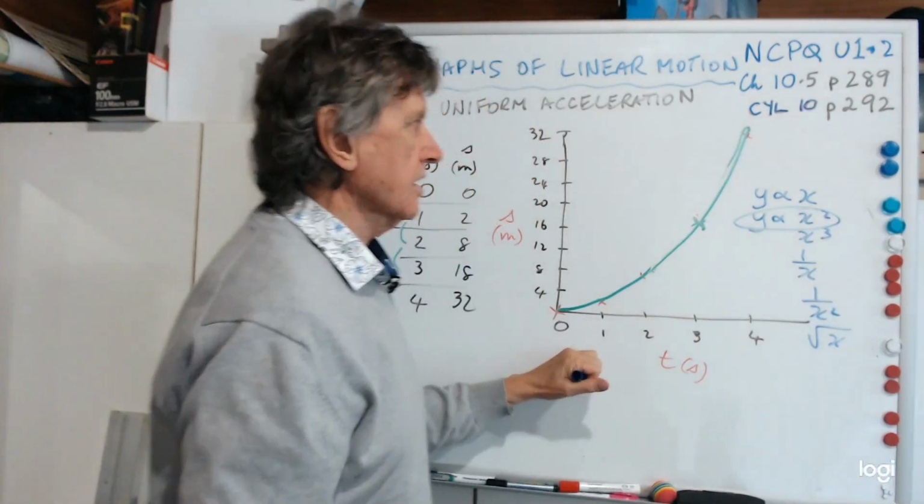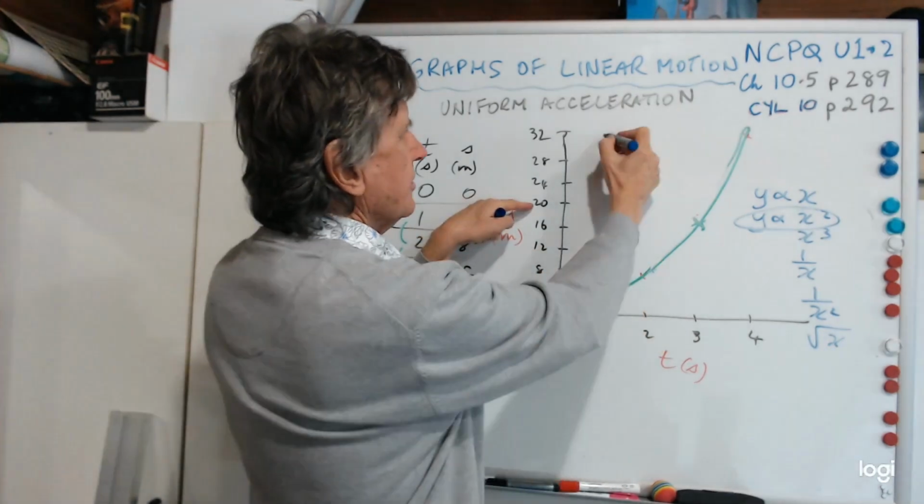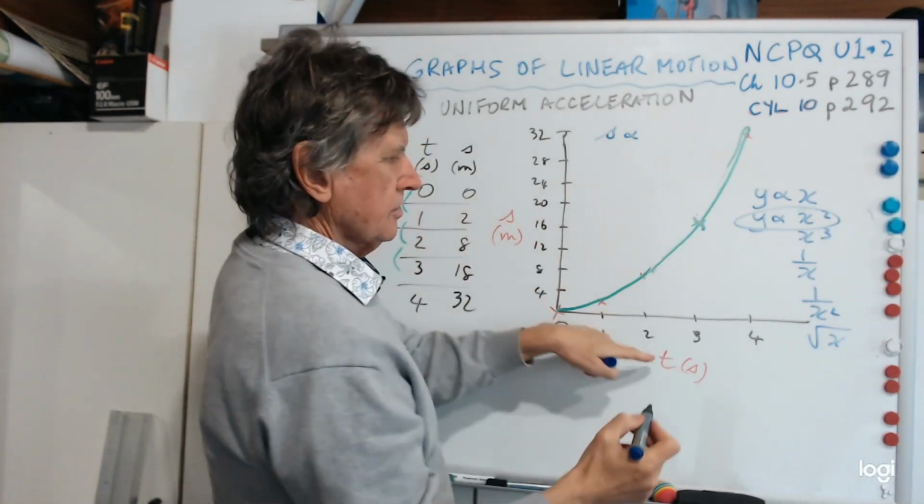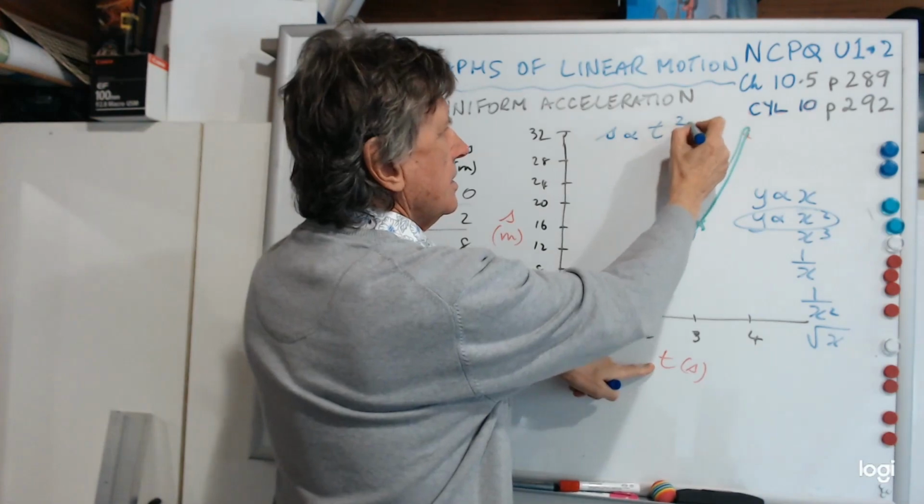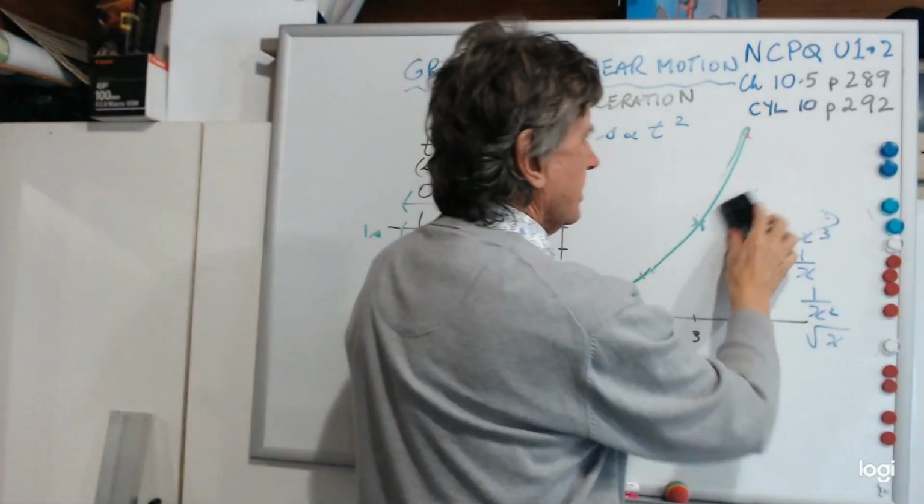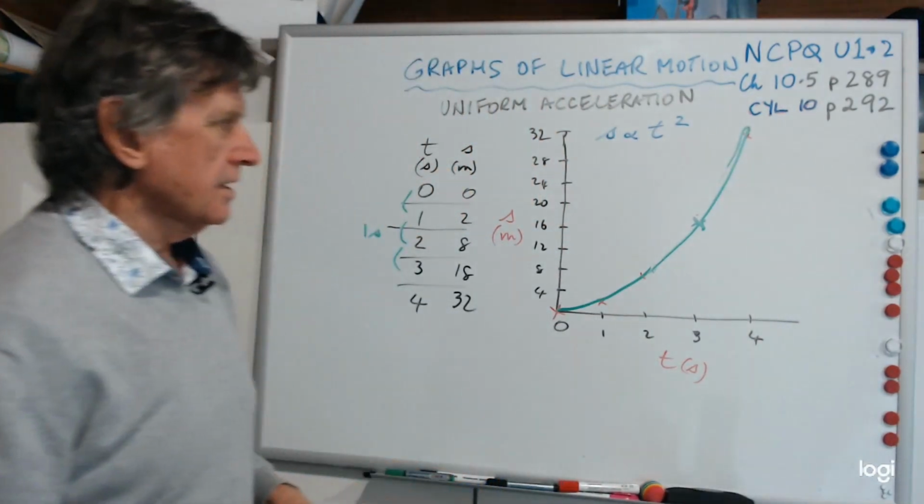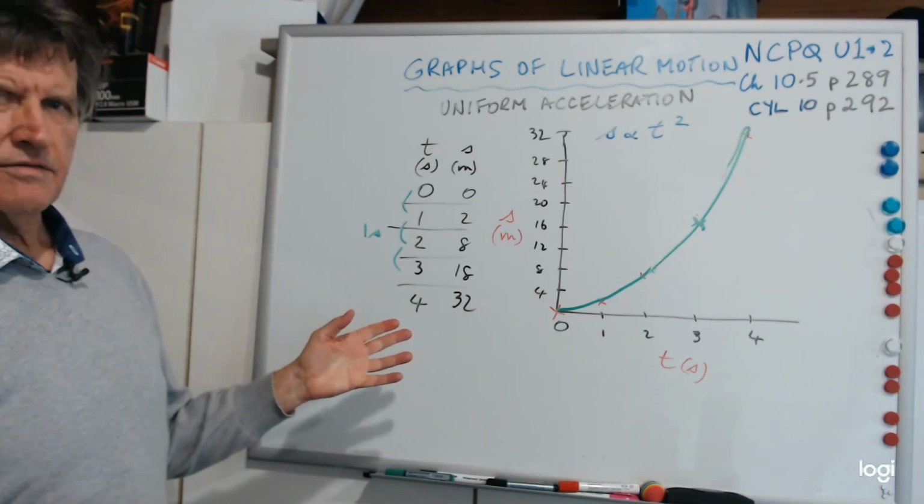That's what it looks like. So this to me, and to you hopefully, looks like s is proportional to t squared. Okay, so that's what it looks like it's forming. Now, the question is, what can we get out of this?